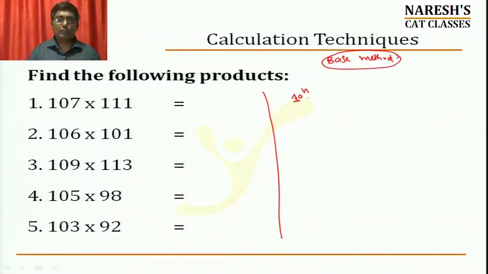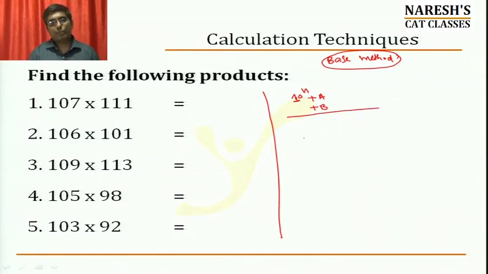Let's learn this. Whenever there are two numbers, one number can be written as 10 power of n plus a, and the other number can be written as 10 power of n plus b, where a and b are nothing but the deviations of the individual numbers from the main base number. It could be positive, negative. For example, in question number 4 and 5, we have 98, which is 10 square minus 2, and 92, which is 10 square minus 8. So a and b could be positive, negative, doesn't matter.